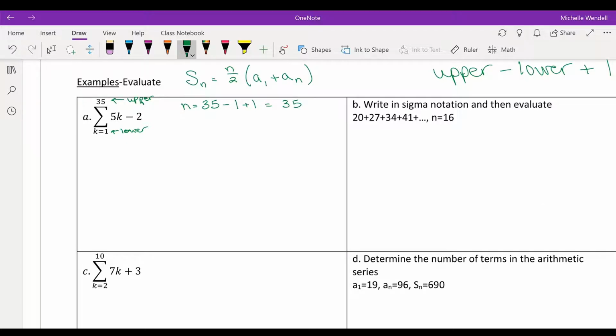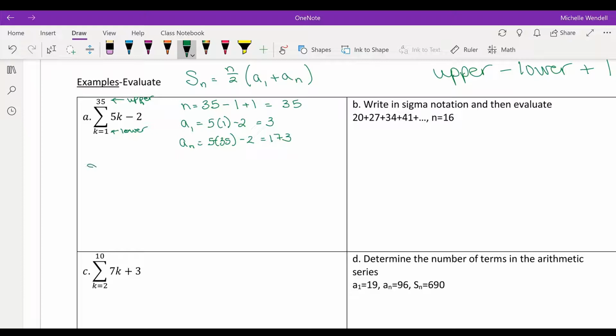Now I need a sub 1, my first term. To get my first term, remember, I'm plugging in the lower limit into my formula. So that's going to be 5 times 1 minus 2, which is 3. So my first term is 3. My last term I find by plugging in the 35. So 5 times 35 minus 2 is 173, which is my last term.